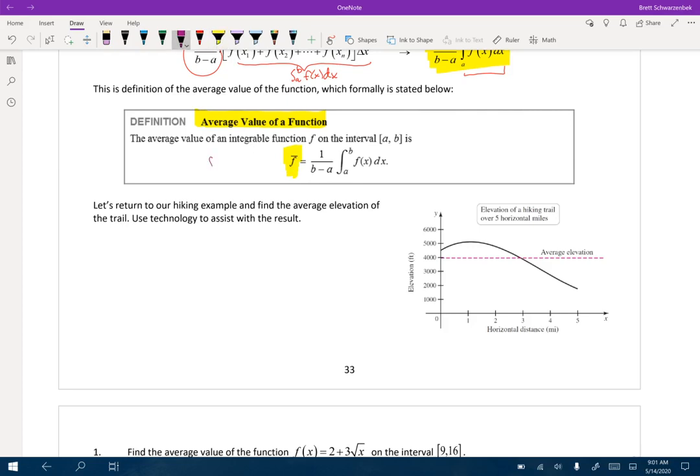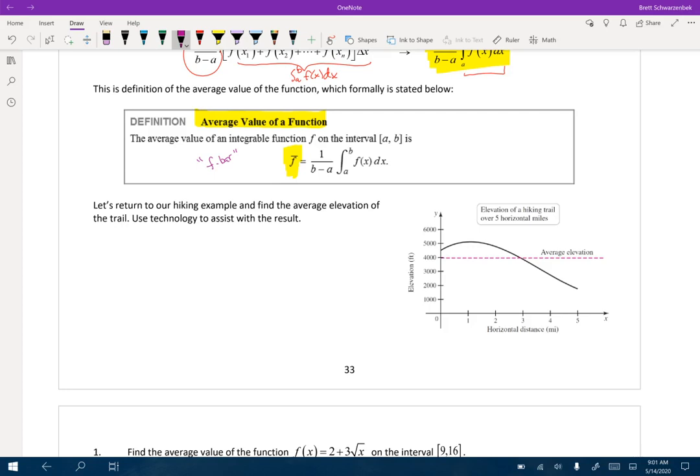F bar. For those of you familiar with statistics, x bar is the sample mean or the average. Bar is often the extra piece you put on a function when you want to signify that it's the average. It's the bar. So how do we find this?